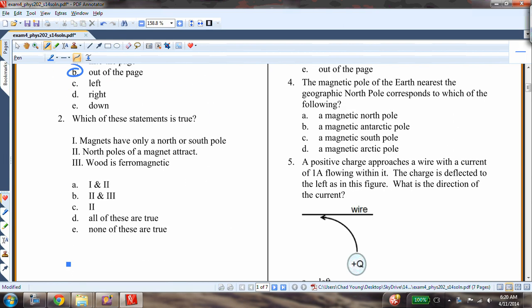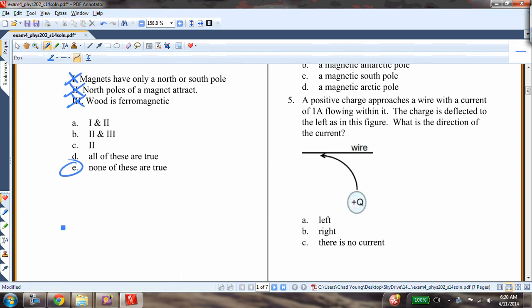Which of these statements is true? Magnets have only a north or south pole. That's not true. That would say it has a monopole. North poles attract. That's not true. They repel. And wood is not ferromagnetic. None of these are true.